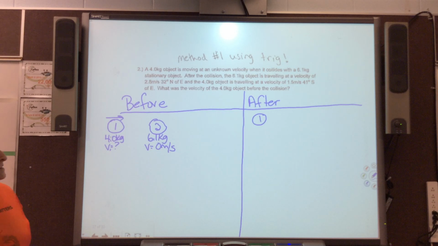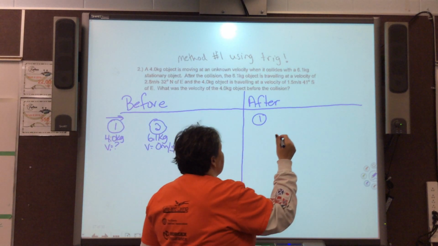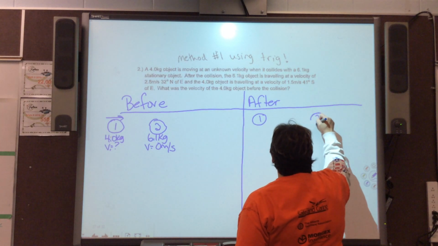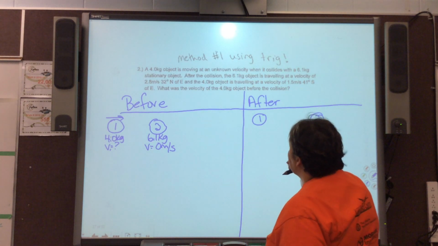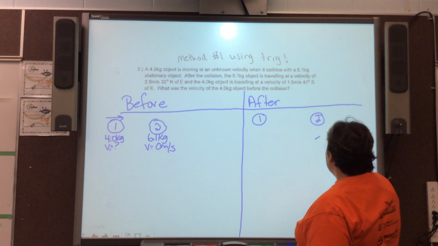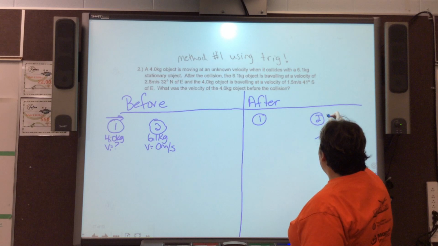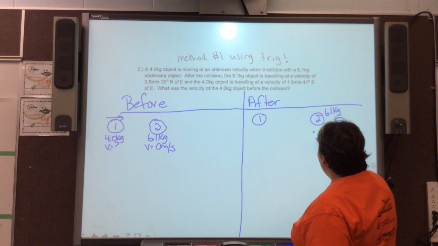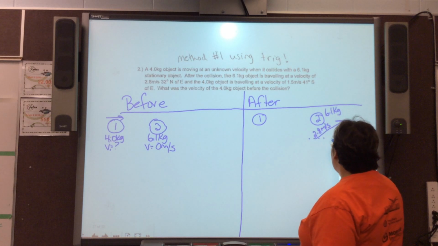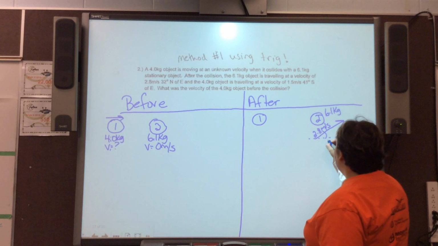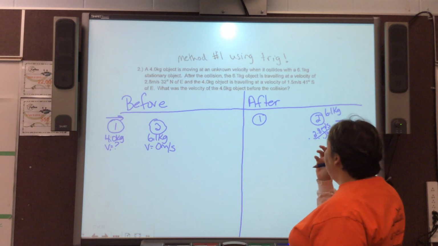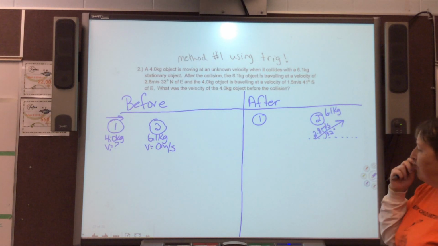The 6.1 kilogram object is traveling at a velocity of 2.8 meters per second, 32 degrees north of east. So north of east, that's this way. So this is 6.1 kilograms, and you said 2.8 meters per second, and this angle here is 32 degrees. Okay, let's keep going, there's more information here.